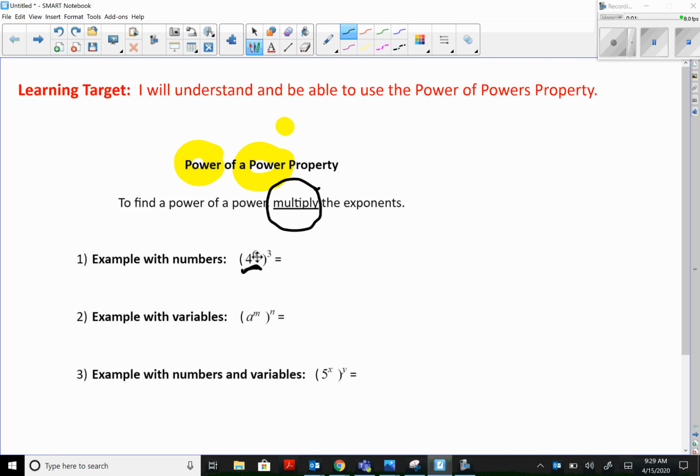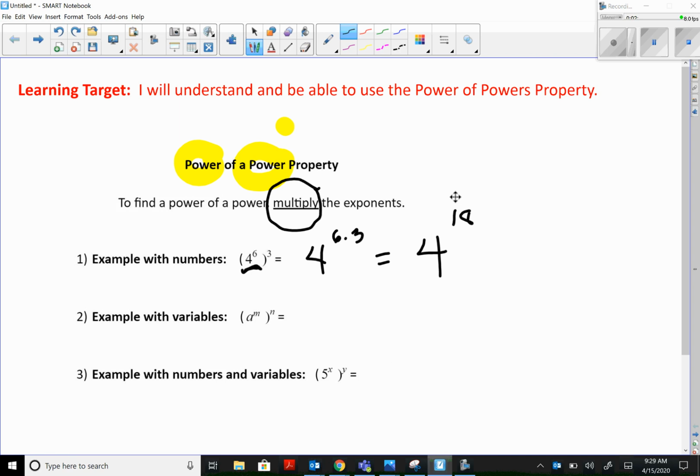So 4 to the 6th power raised to the 3rd power is basically just 4 to the power of 6 times 3. I'm going to multiply the 6 times the 3, and I get 4 to the 18th power. So when you have a power raised to a power, and it's separated with parentheses, you're going to multiply the exponents.